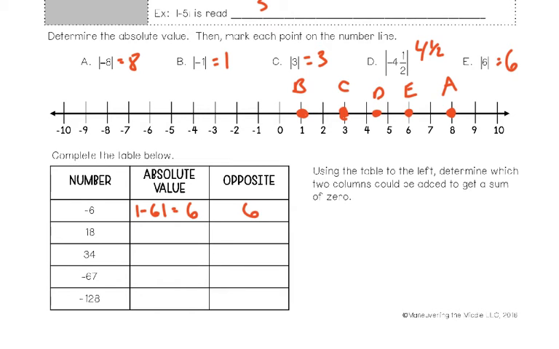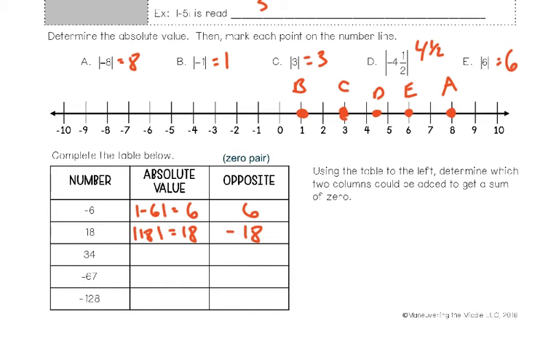If I look at 18, the absolute value of 18 is still 18. But the opposite of 18 is -18. It's the negative version of that number. You can also call this its zero pair because -18 and 18 together make 0. If you owe me $18 and I give you $18, now you owe me 0. So you can hear it be called a zero pair or an opposite.